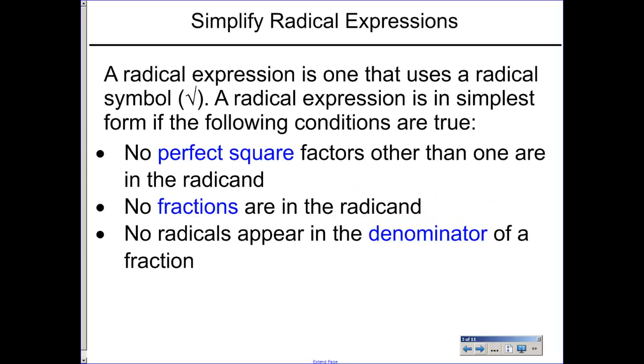And one of the things I do recommend is memorizing perfect square numbers. So 4, 9, 16, 25, things like that, perfect squares. That will really help with simplifying radicals. There is an alternative method we can use if necessary.